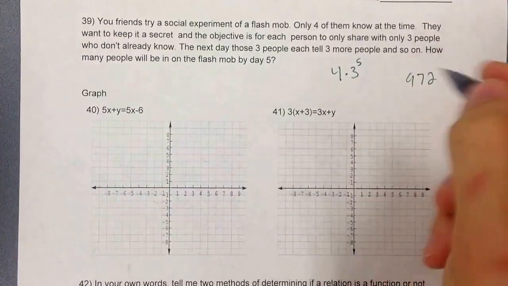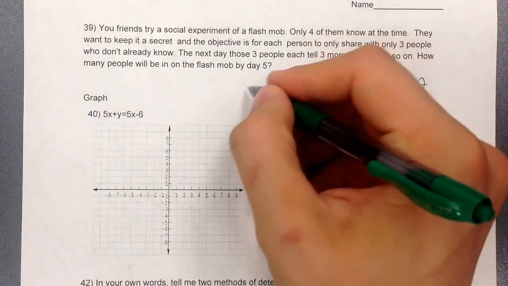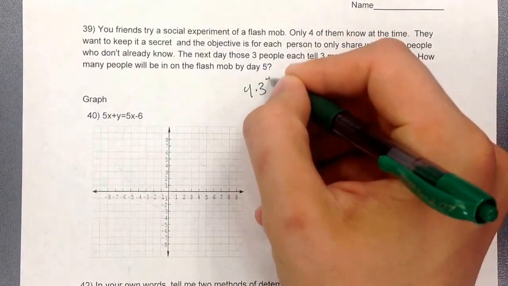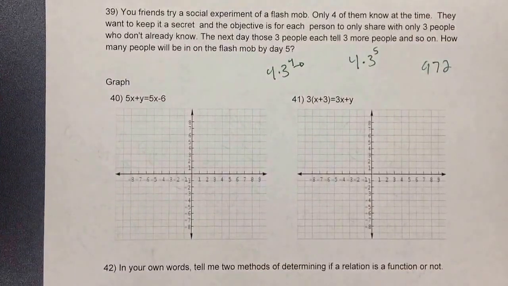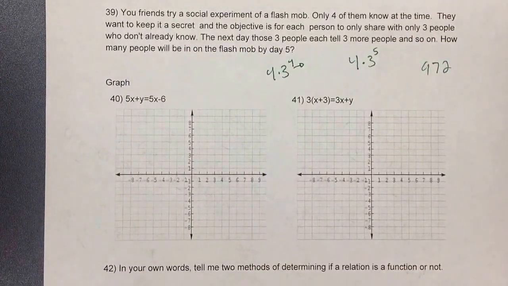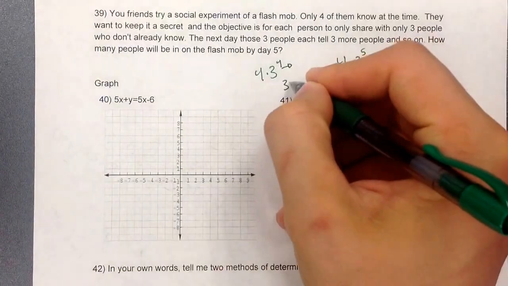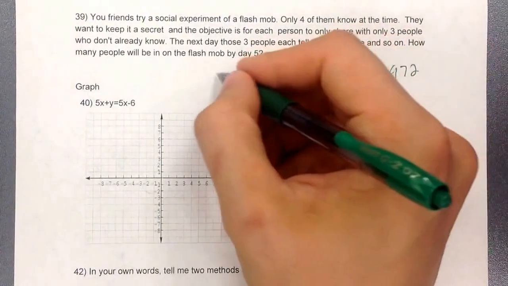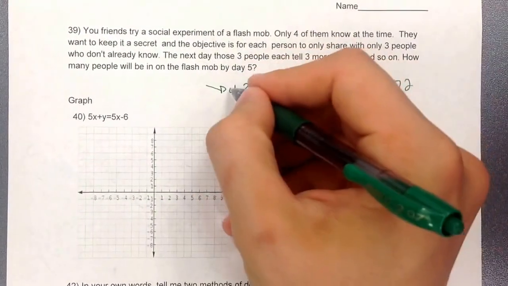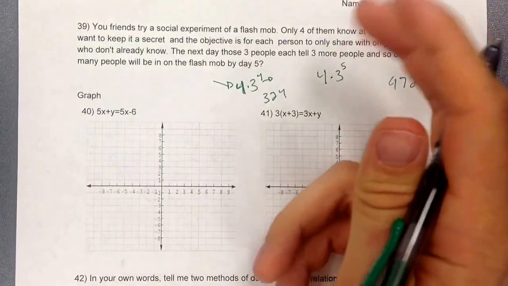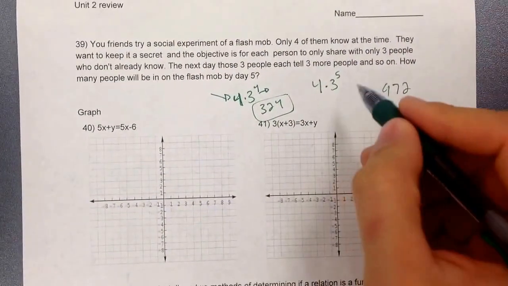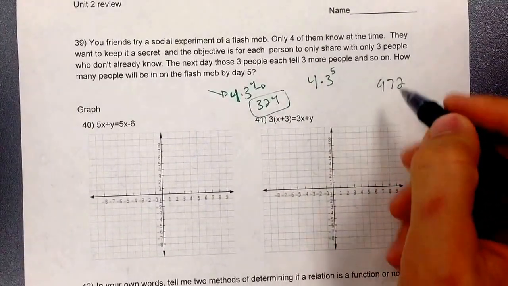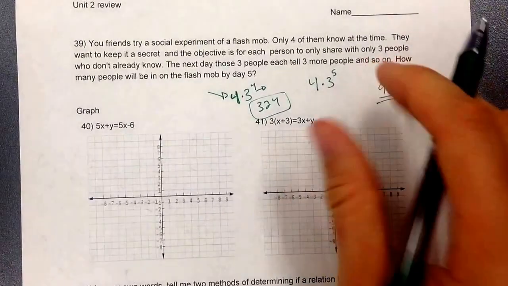972 people. If you assume the other way, and I'm going to want to ask for clarification, and we have it like this, 3 to the 4th, you're going to get 324. So if they started on the first day with 4 people, and they started telling people on the second day, you would have 324 people. If they told those 3 people on the first day, you'd have 972.